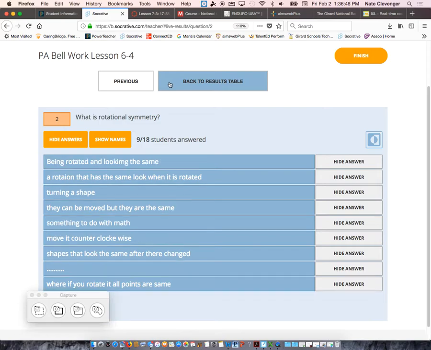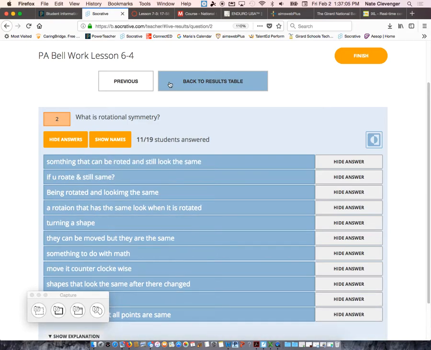Mine was where if you rotate it at any point, it all goes the same. Now you don't want to say you rotate it at any point, but if at some point when you rotate it, it looks the same, then that particular figure has rotational symmetry. Okay? Could be more than one time.